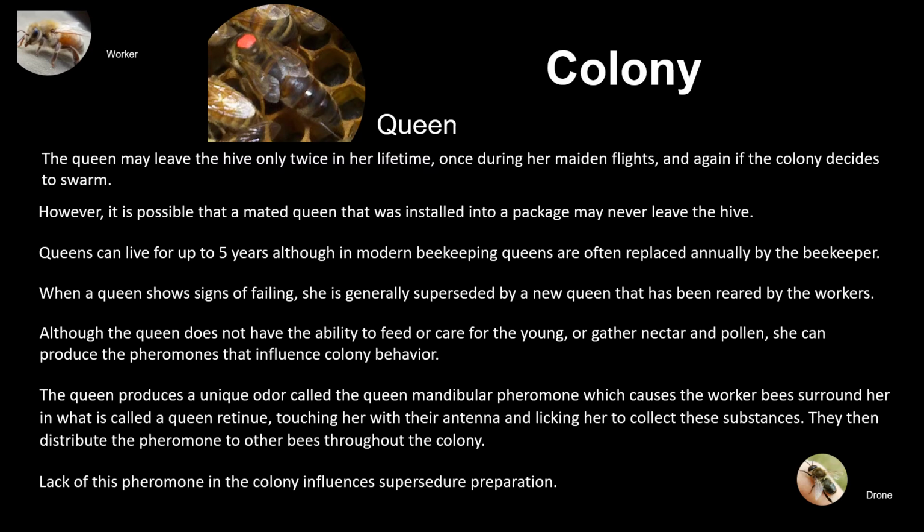by the workers. Although the queen does not have the ability to feed or care for the young or gather nectar and pollen, she can produce a pheromone that influences the colony's behavior. The queen produces a unique odor called queen mandibular pheromone, which causes the worker bees to surround her in what is called a queen retinue. Touching her with their antennae and licking her to collect these substances, they then distribute the pheromone to other bees throughout the colony. Lack of this pheromone in the colony influences supersedure preparations.